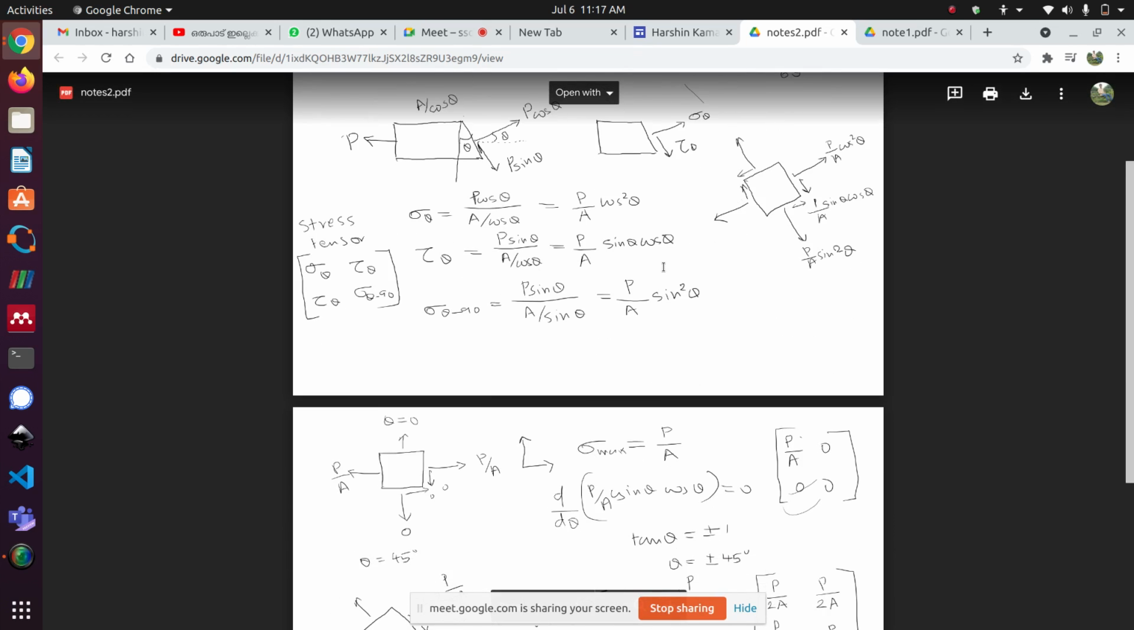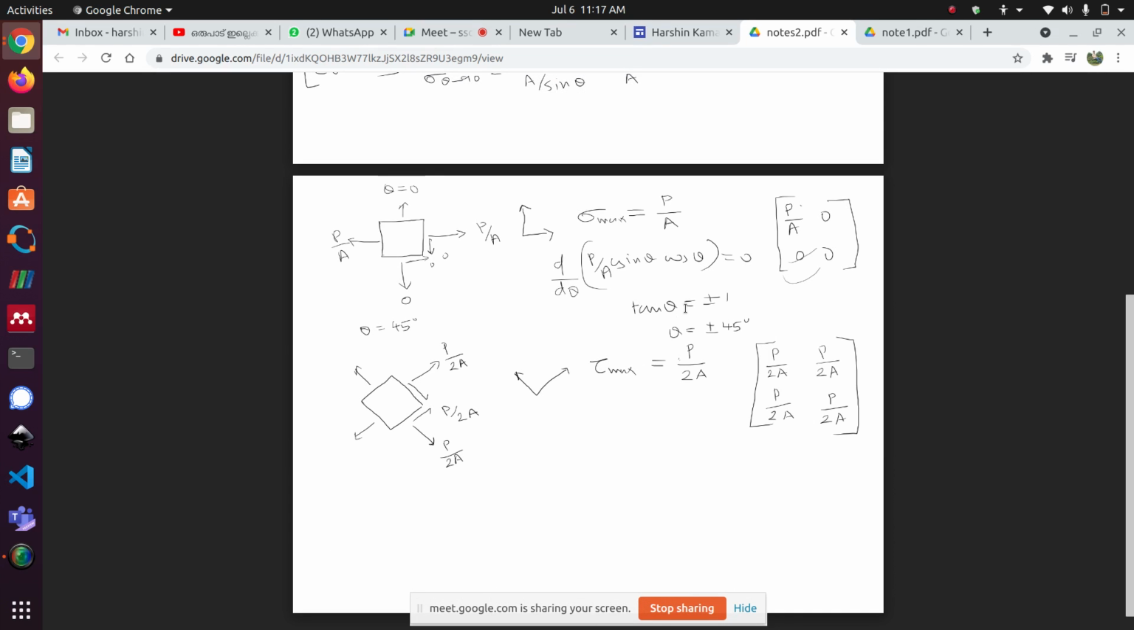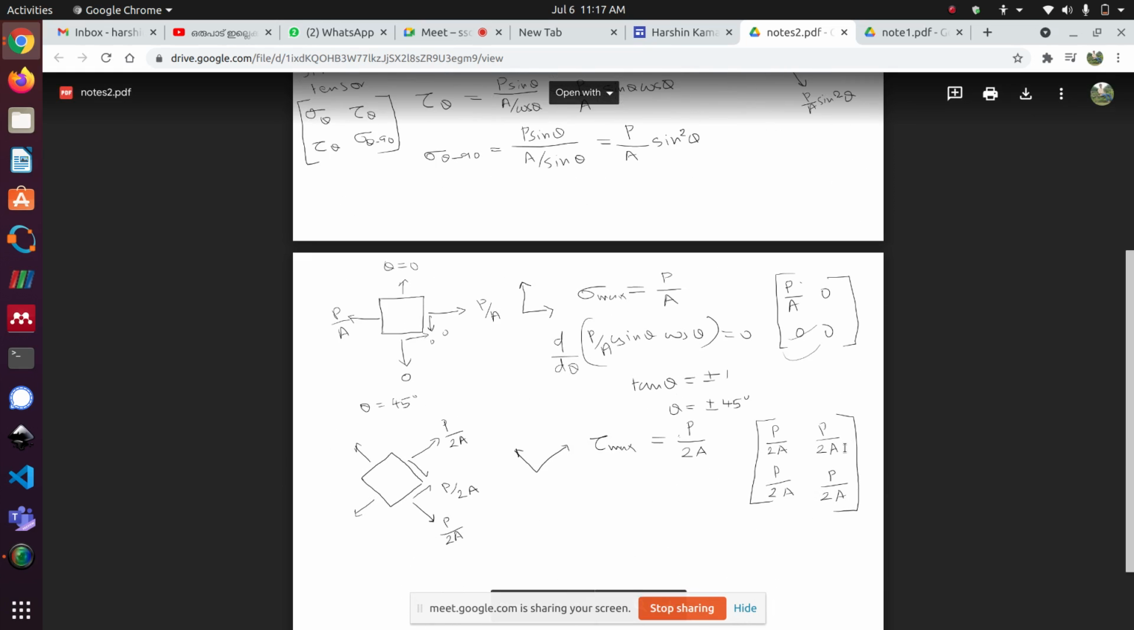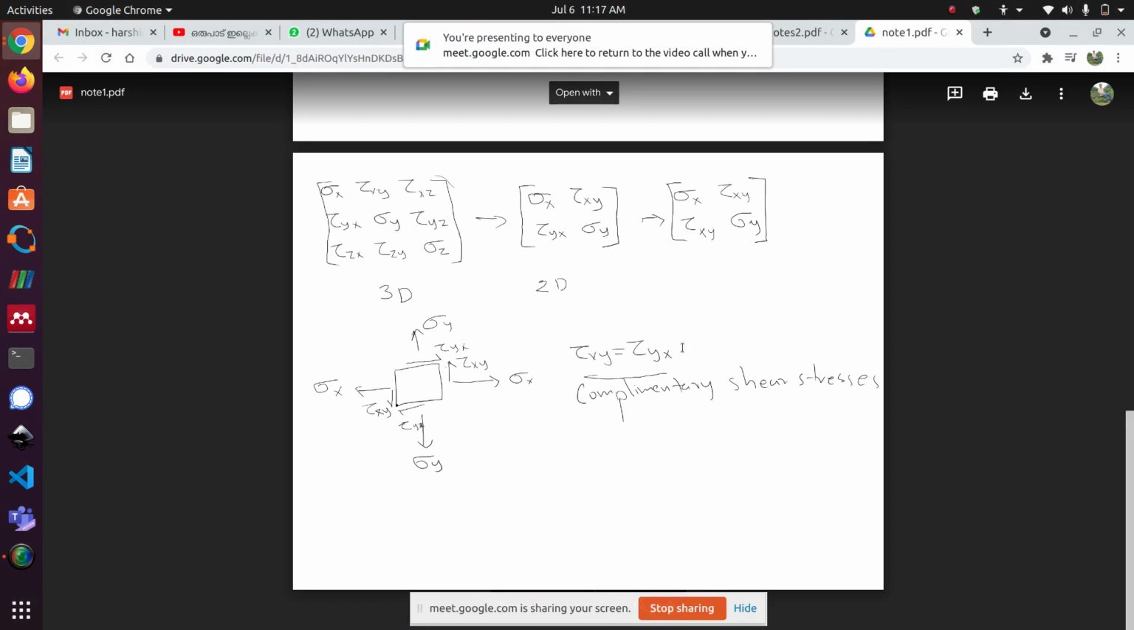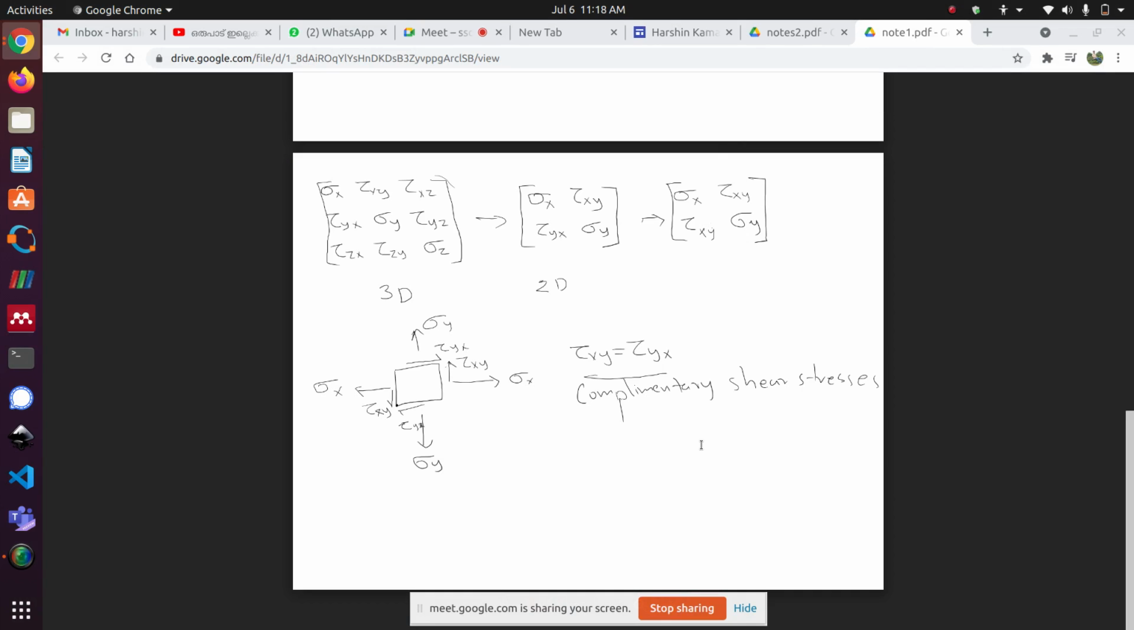So these were the equations we obtained, and we found out the maximum value of normal stress and shear stress. So here we can see that depending on the angle theta which the plane makes with the vertical, all these quantities change. It's a function of theta, right? P by A cos square theta means it's a function of theta. So it does change depending on our coordinate.